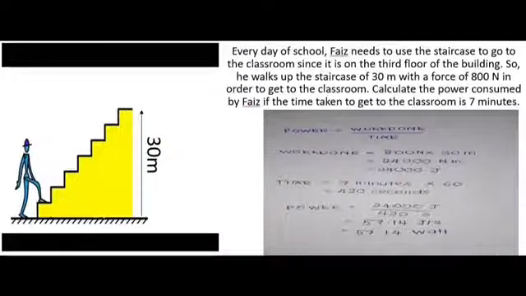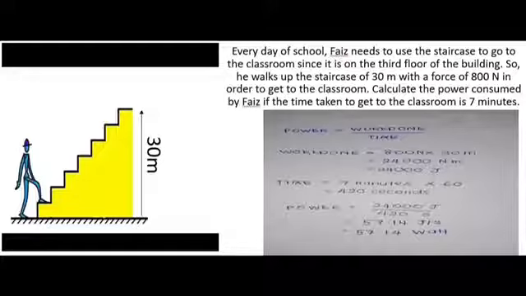The question is, every day of school, Faiz needs to use the staircase to go to the classroom, since it is on the 3rd floor of the building. So he walks up the staircase of 30 meters with a force of 800 Newton in order to get to the classroom. Calculate the power consumed by Faiz if the time taken to get to the classroom is 7 minutes. We use the formula power equal to work done over time.